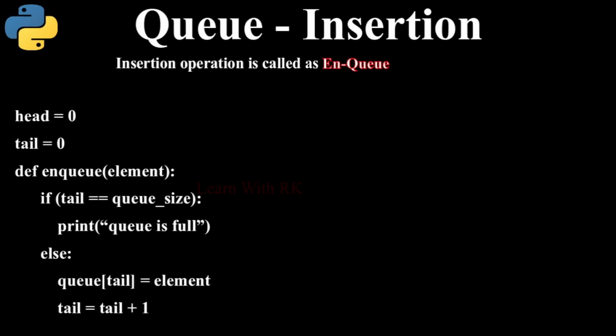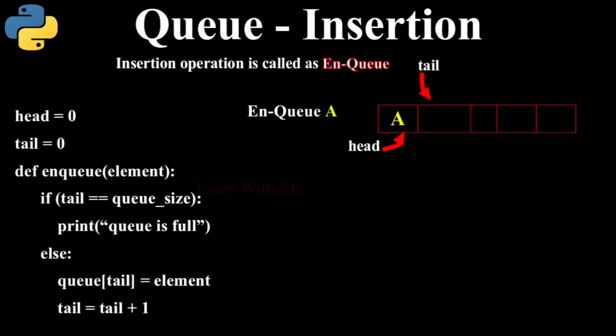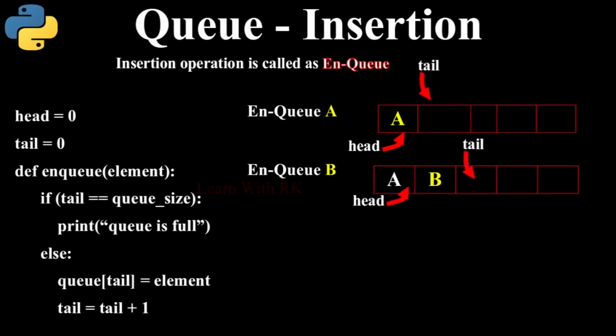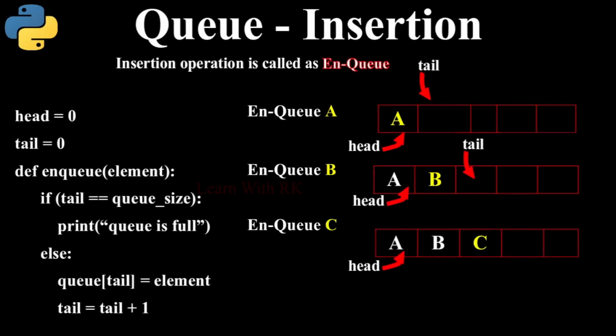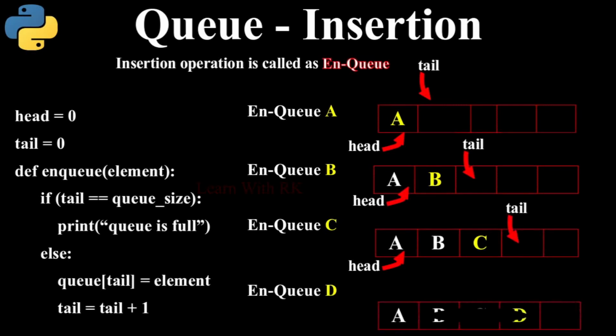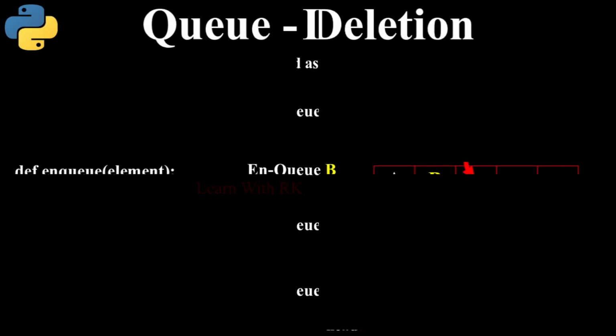Let's try to understand the Enqueue operation by inserting a few characters into the queue. I'm inserting the character A into the queue. Now head points to A and the tail points to the next position. And then I keep appending B, C, and finally D. Here, during the insertion operation, only the tail position is moved and the head always stays at the start of the queue.